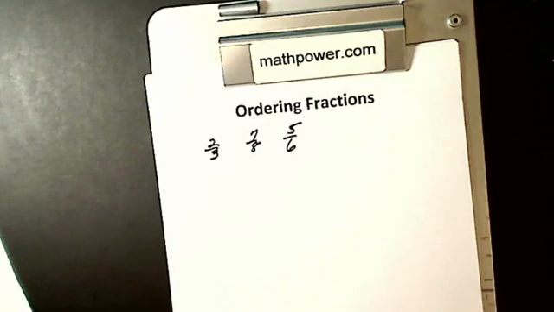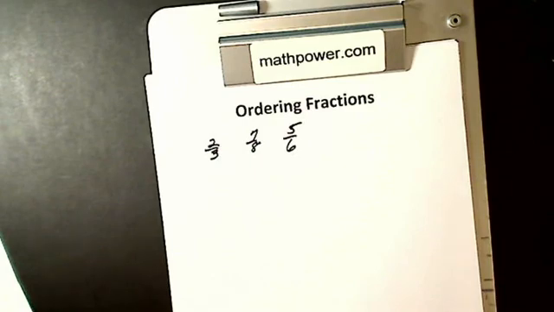Now we have to order fractions. I want to write these smallest to largest. Sometimes it's hard to tell. If I get a common denominator, then it's easy to tell. So that's what I have to do. I have to change them all to the same denominator.